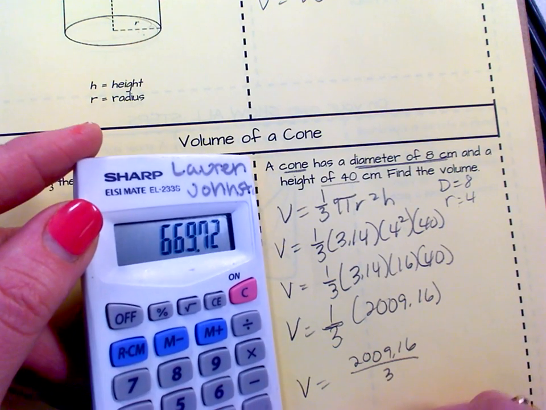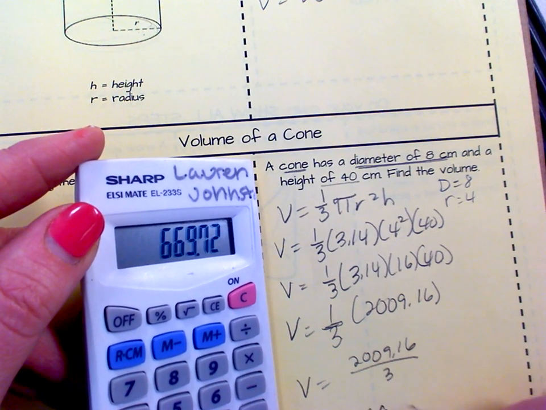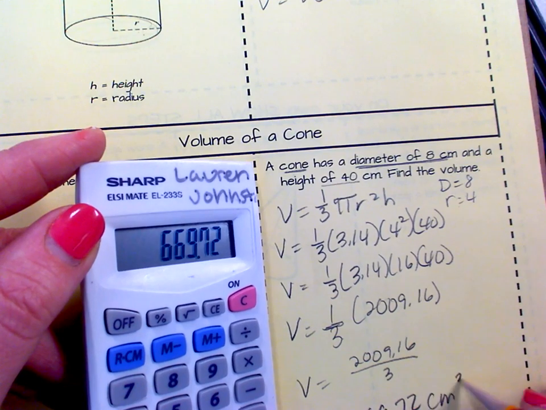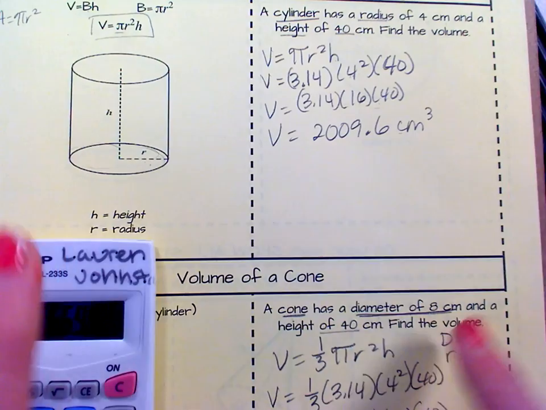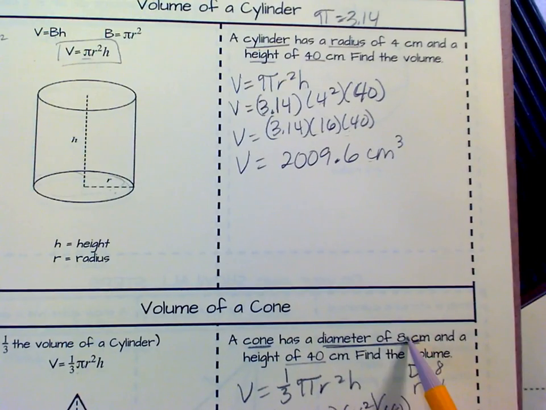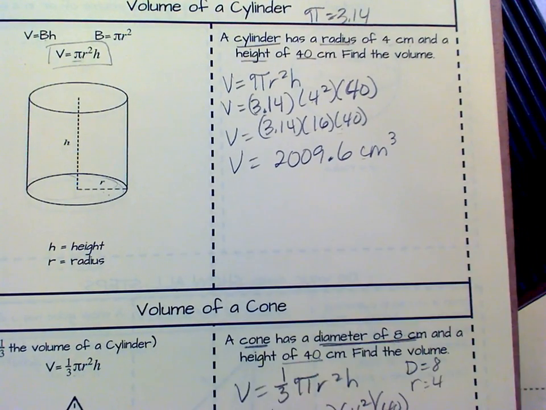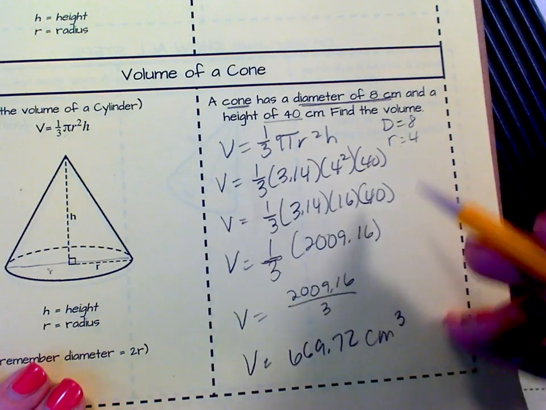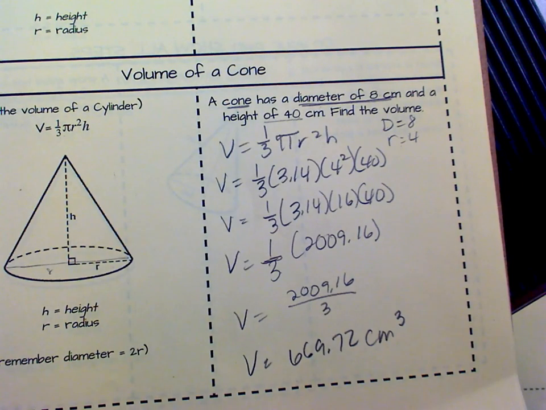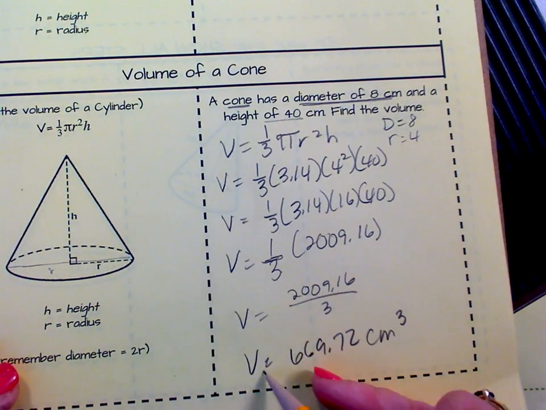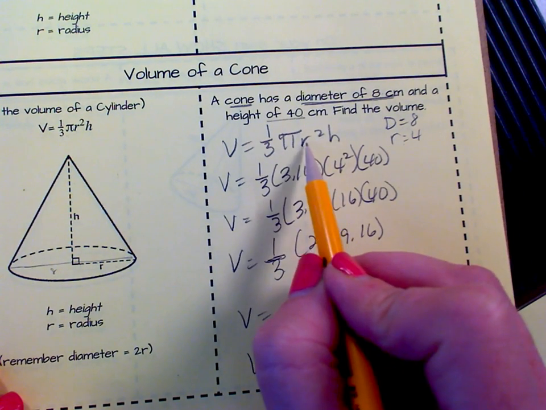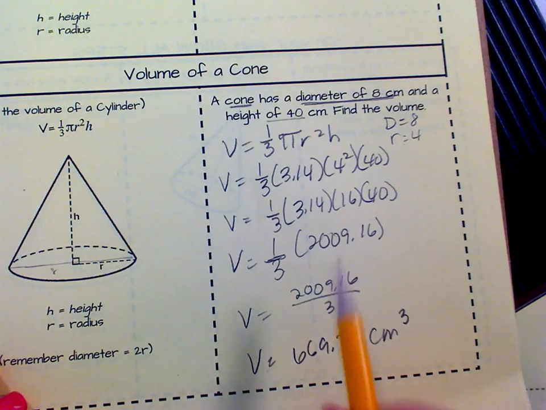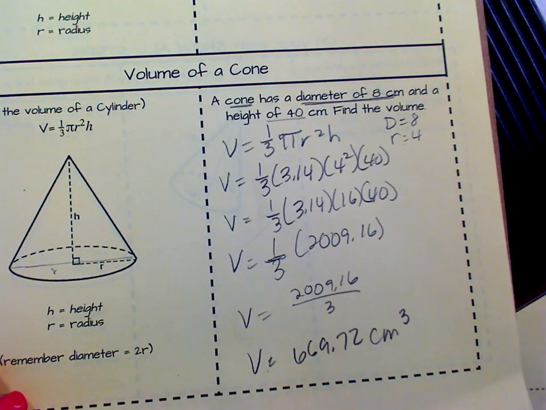And notice your number's now 66972 centimeters cubed. This should be 1/3 of that since we use the same dimensions. The radius of 4, diameter 8, height of 40. Okay. So again, it's a plug and chug. Right now we're all finding the volume. We're going to work again tomorrow, or another day, on how to find the radius or find the height. And you just go backwards if you plug in what you have.